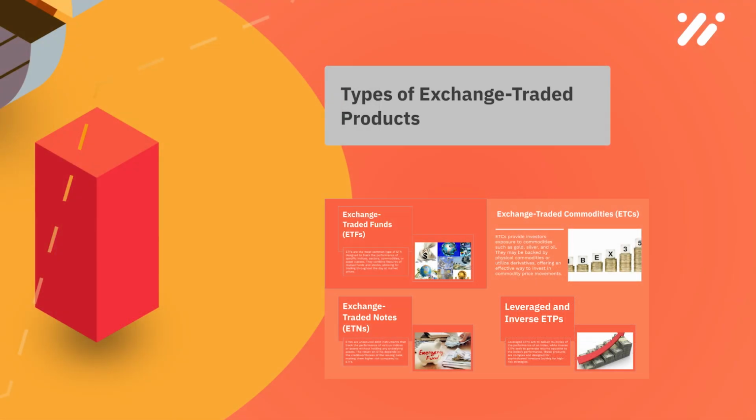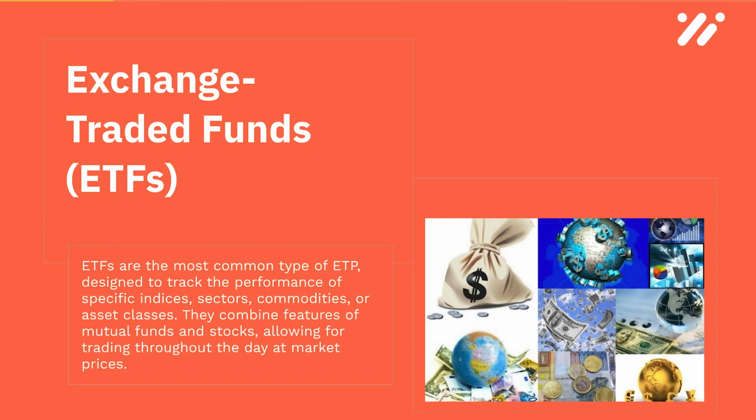Okay, types of exchange-traded products. Now relax and listen up. ETPs come in several forms, each with distinct characteristics and investment objectives. We have the exchange-traded funds, ETFs. ETFs are the most common type of ETP and are designed to track the performance of a specific index, sector, commodity, or asset class.